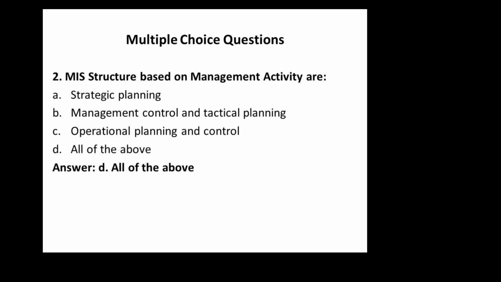Second question: MIS structure based on management activities are strategic planning, management control and tactical planning, operational planning and control. Of course, the 3 layers or 3 levels of management, that is strategic or top management, middle level management and operational or lower level management, are all included. Therefore, the answer is all of the above.